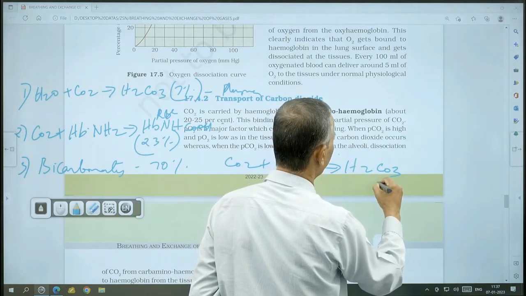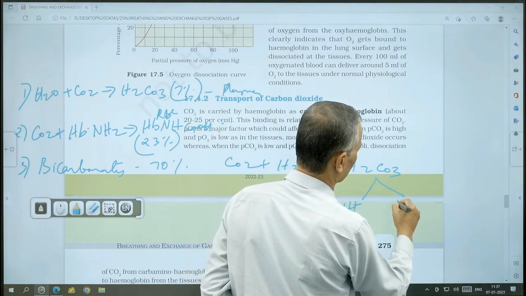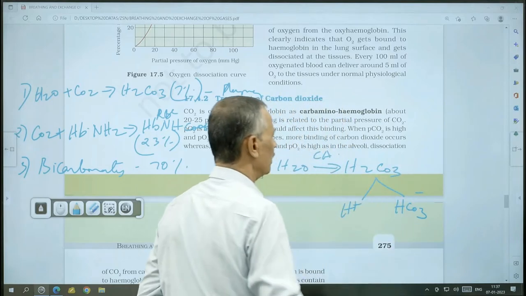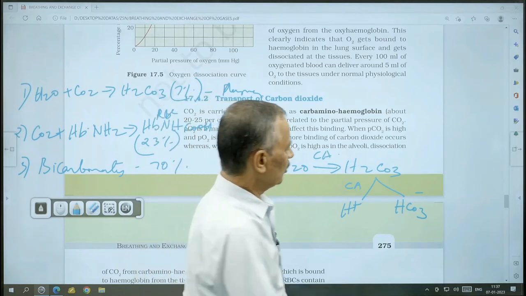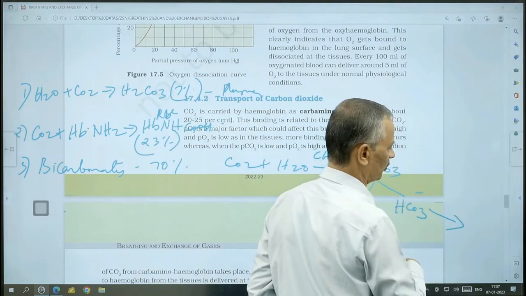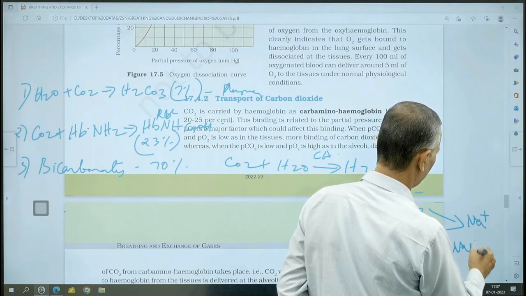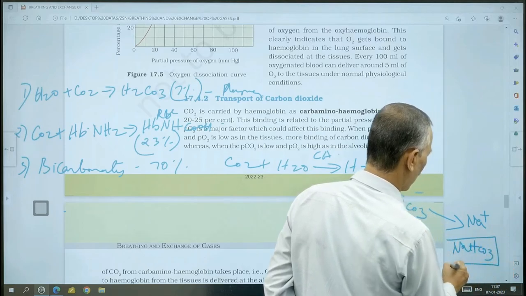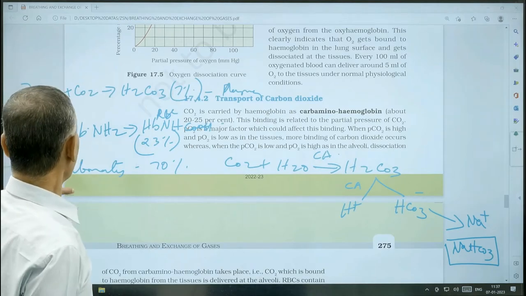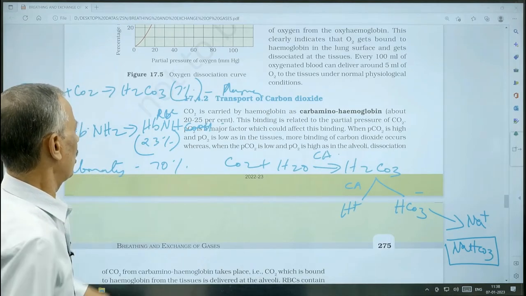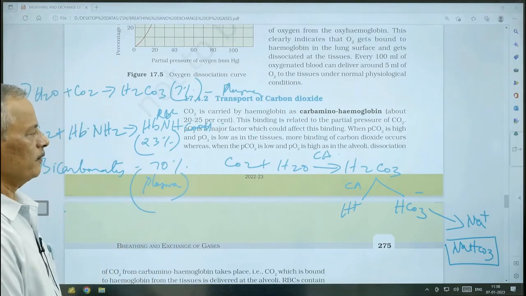This will immediately cause a split, that is ionizing, which is also brought on by the carbonic anhydrase. So bicarbonate ions are formed. These bicarbonate ions diffuse out of the RBC and combine with the sodium there, forming sodium bicarbonate. So it is in the form of sodium bicarbonate that most of the carbon dioxide is transported in plasma. Clear?